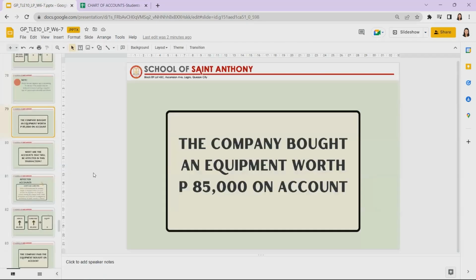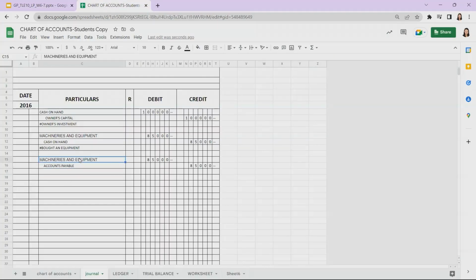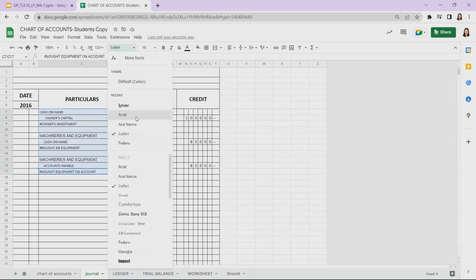Next. What is the next transaction? Now, the company paid the equipment bought on account. Yung equipment daw na binili mo, babayaran mo na. So, bumili ka ng equipment, kaso on account, utang ka lang. Oh, we forgot to input the brief explanation. We have to write here, bought equipment on account. Bakit kami debit machineries and equipment? Bakit kami credit? Accounts payable because you bought an equipment on account.